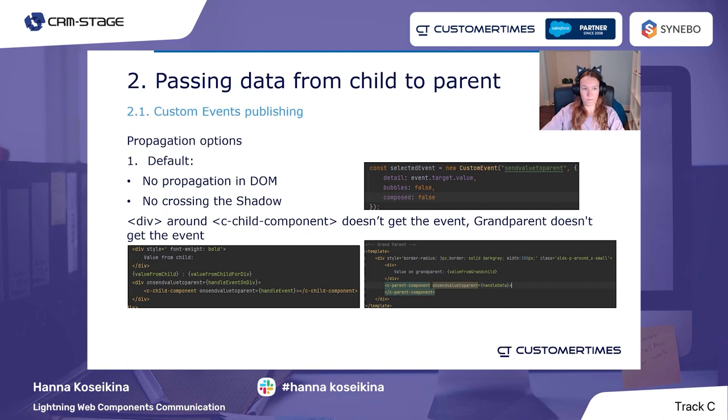What does it mean? If no propagation in DOM, then in this case, if we put a child component on a parent into some div, for example, the div doesn't receive the event. And if we have some grandparent component which holds in itself the parent component, and this means that the child component for this grandparent is hidden in shadows, then the grandparent also doesn't get the event.